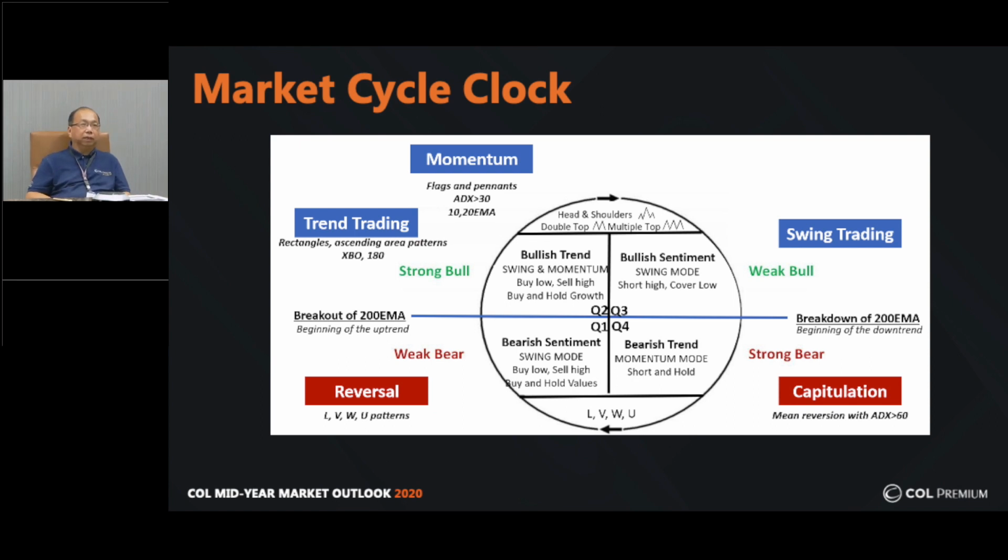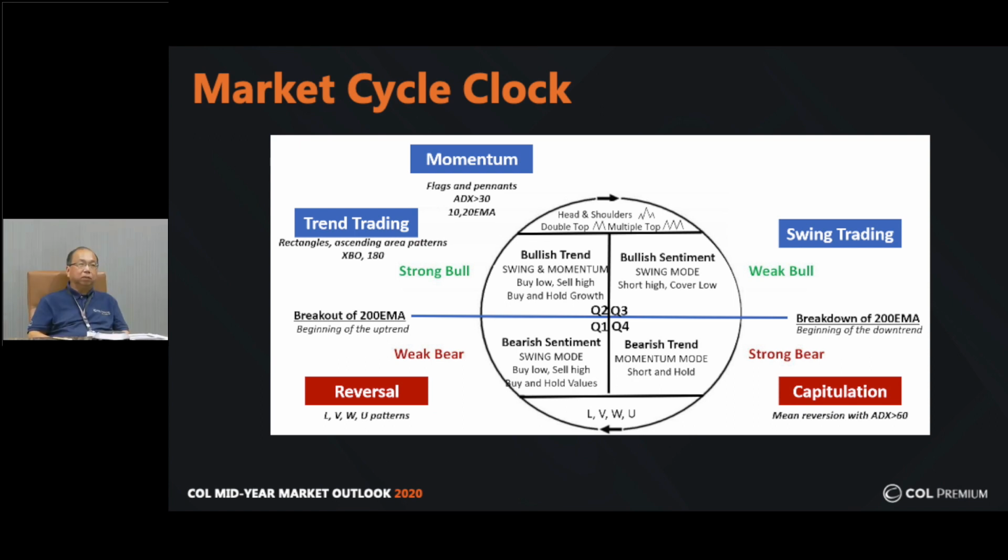Okay, so during the poll, if you look at the second question, it asks where are we today? In other words, the poll was all about: is it a strong bull, a weak bull, a strong bear, or a weak bear? What I'll try to do is explain why we are today in quadrant one, which is a weak bear.